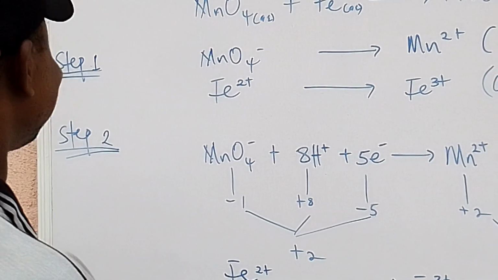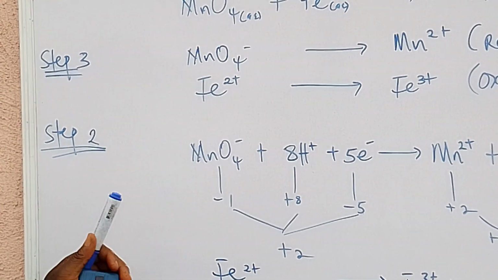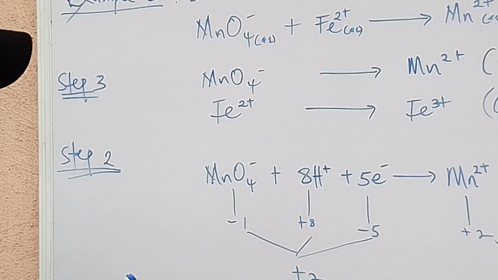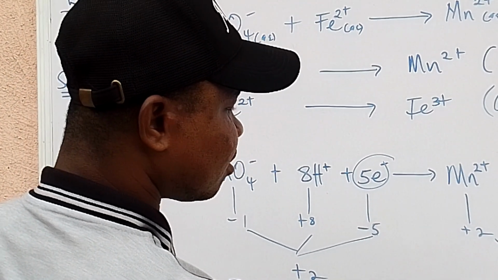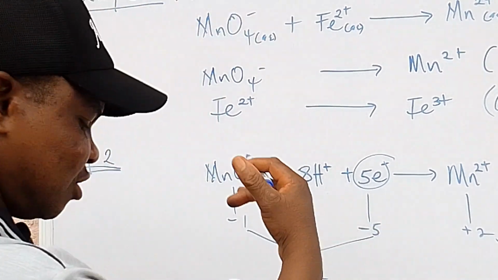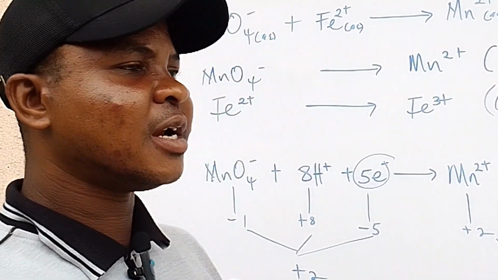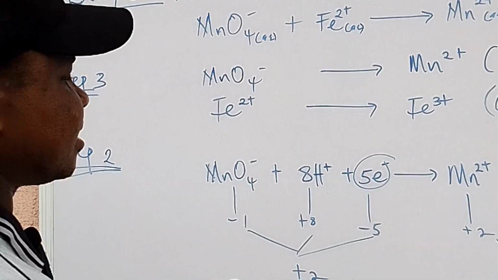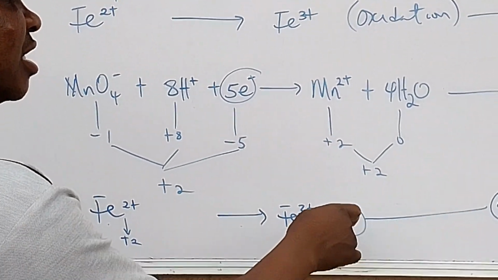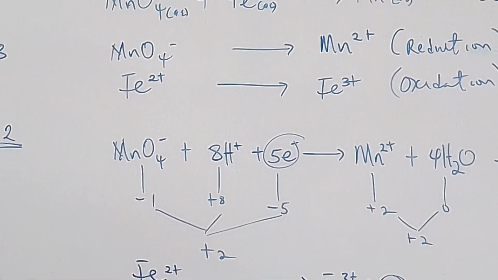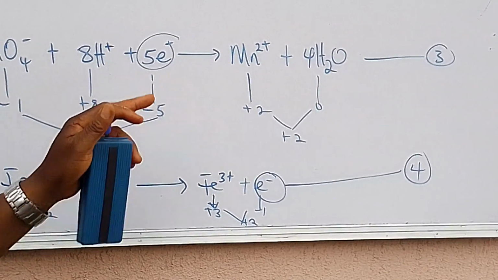So let's go to step 3. Step 3 says that since we have 5 electrons in equation 3 and we have 1 electron in equation 4, we must make sure the number of electrons in the 2 equations are balanced. What are we going to do? We are going to use a simultaneous equation method. We multiply equation 3 by the coefficient of the electron in equation 4, and multiply equation 4 by the coefficient of electrons in equation 3, which is 5.